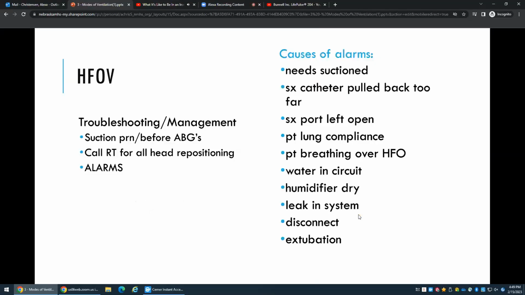It's just very important to know what that's looking like, especially if you get a blood gas and it's not great. Your nurse practitioner is going to want to know, well, did they have a good jiggle before you got the gas?